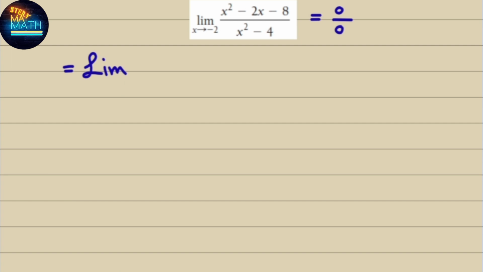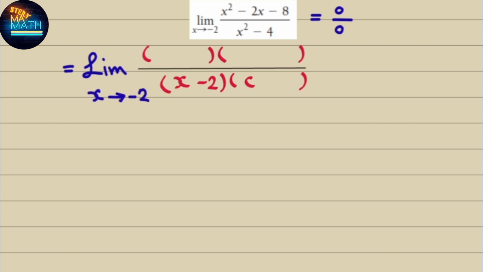Now limit as x approaches negative 2. Here in the denominator, you can factor it easily. X to the power 2 is x times x, and negative 4 is negative 2 times positive 2. Now the numerator, we will factor negative 8.